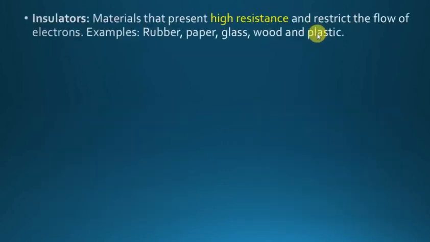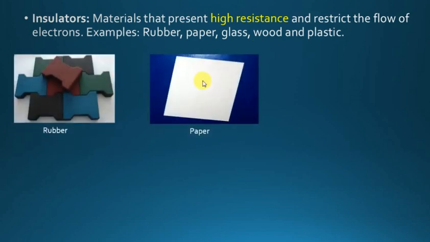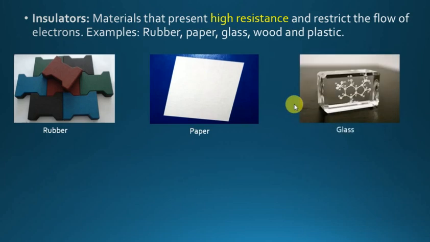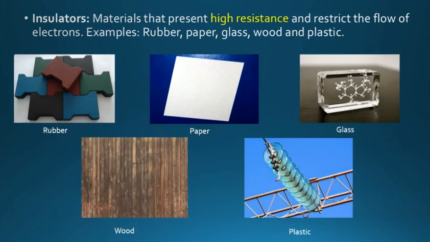Insulators are those materials which don't conduct electricity, that is, they offer very high resistance. Examples are rubber, paper, glass, wood, and plastic. These are examples of insulators.